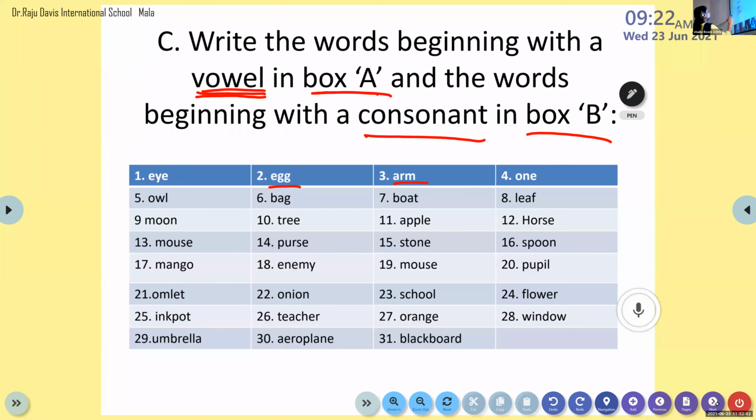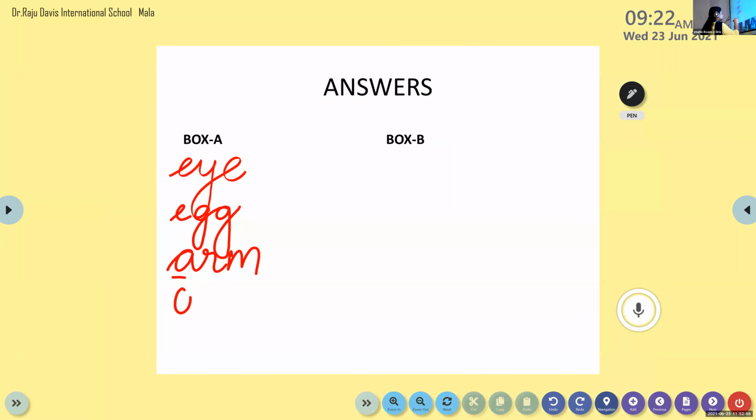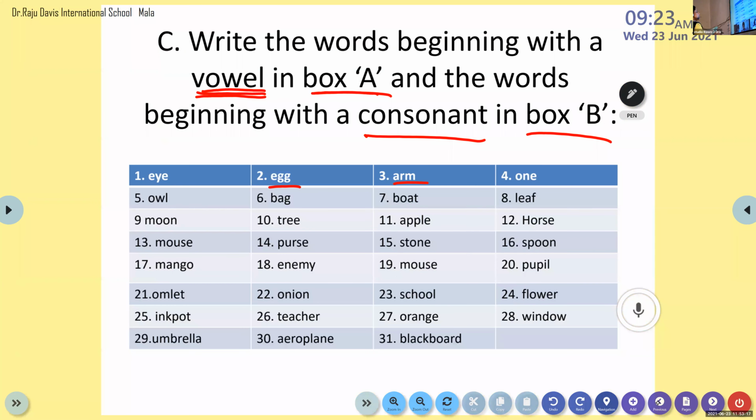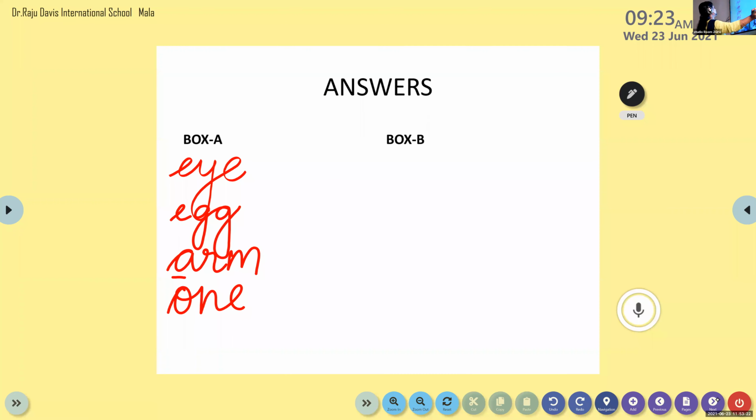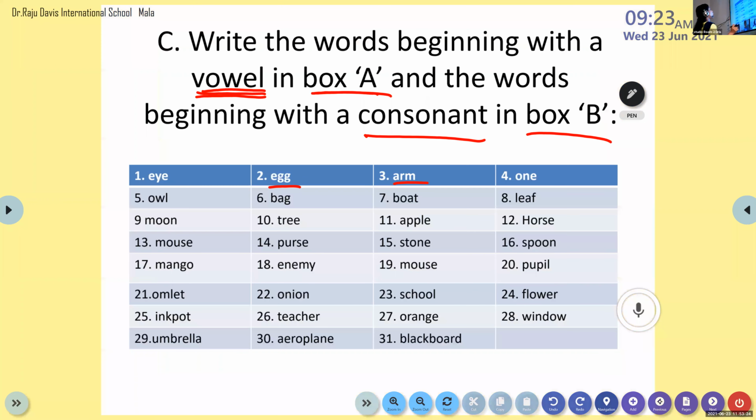So we have to write O-N-E in box A. All of you please write it. Very good, Suresh. Now I hope all of you are writing. Yes, now let's move on to the next word. So we have finished with one. Now let's move on to the next word.